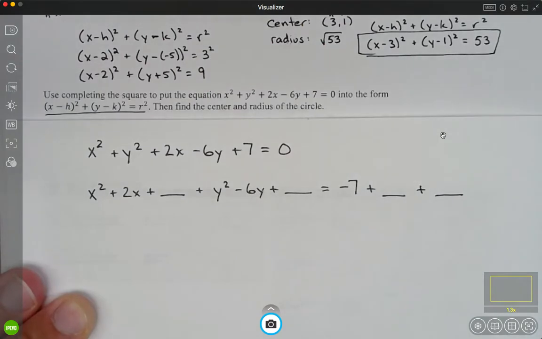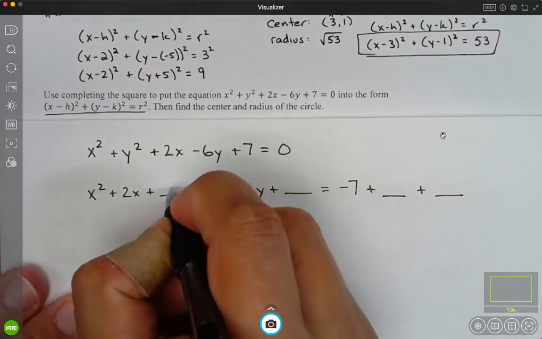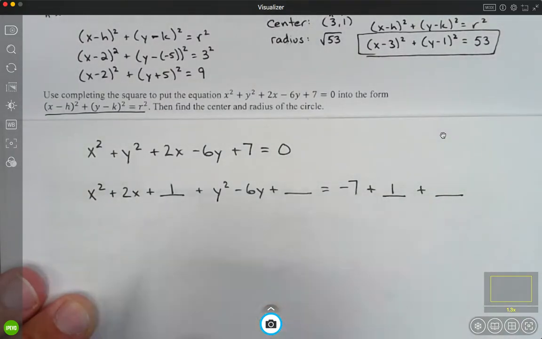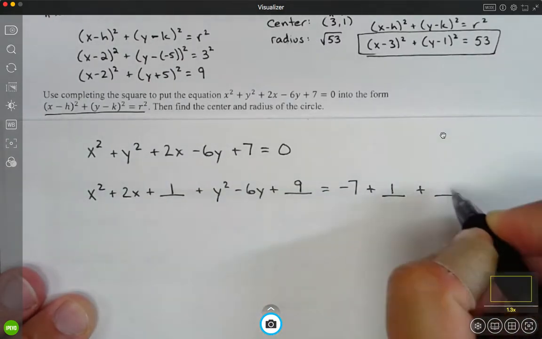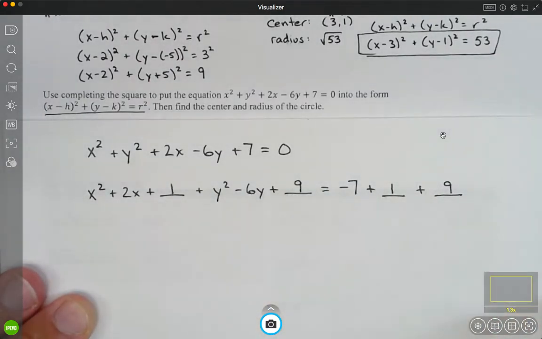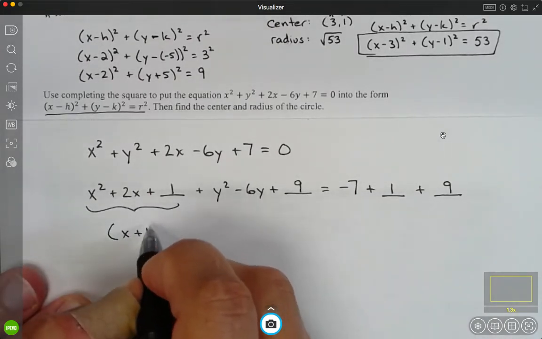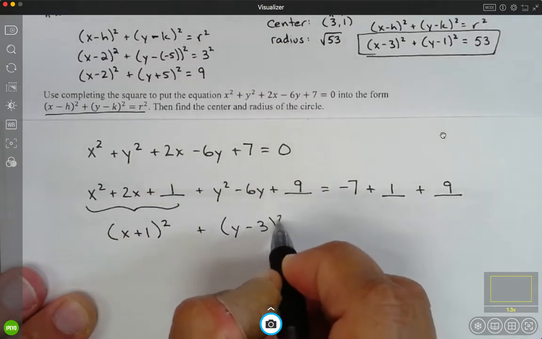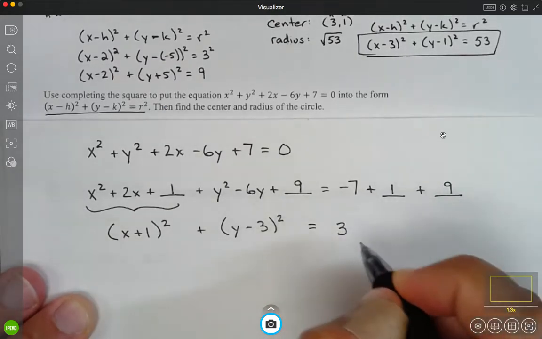Now, we talked about completing the square briefly last week. So we take 2. Half of 2 is 1. 1 squared is 1. So we put a 1 there and a 1 there. Then we take half of negative 6, which is negative 3. Square negative 3, which is 9. So we put a 9 there and a 9 there. The reason we do that is this now becomes (x plus 1) quantity squared. This now becomes (y minus 3) quantity squared. And then on the right here, we end up with 3.